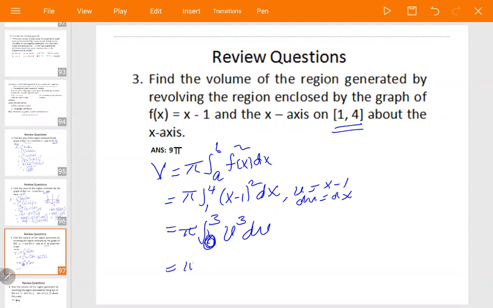Now, as you know, the integral of u squared is 1 over 3 u cubed. Then it is a matter of evaluating this from 0 to 3. At 0, it is already 0. Therefore, let us substitute 3. 3 to the power of 3 is what? 27. So 27 over 3 pi, which is 9 pi.